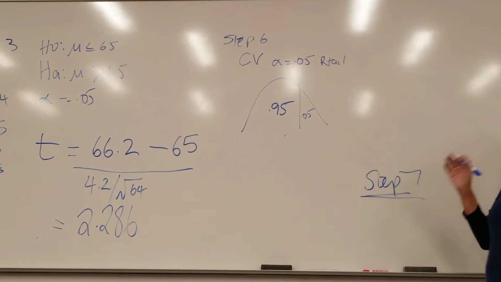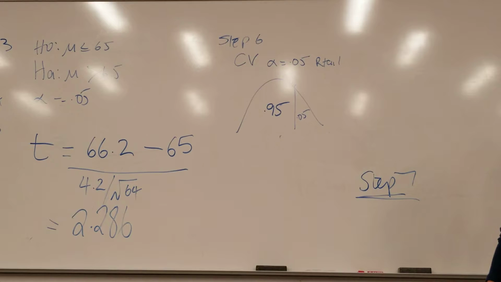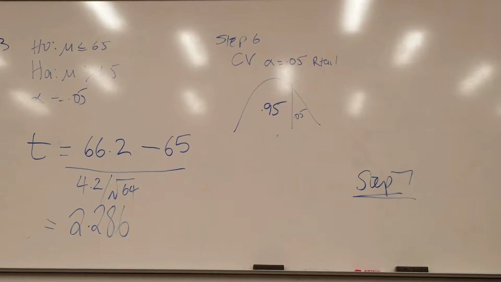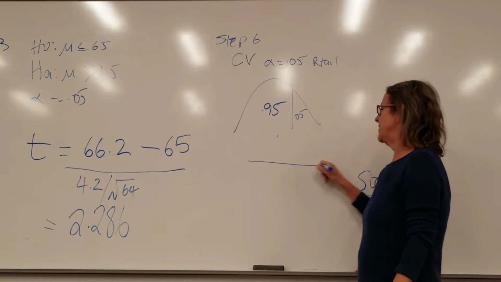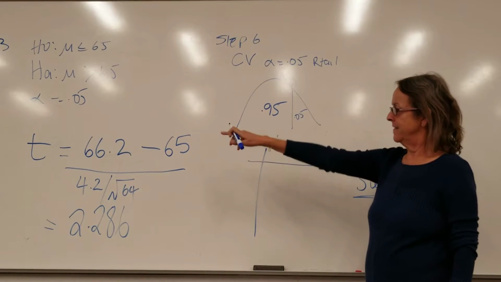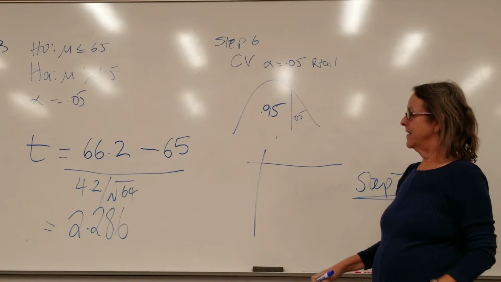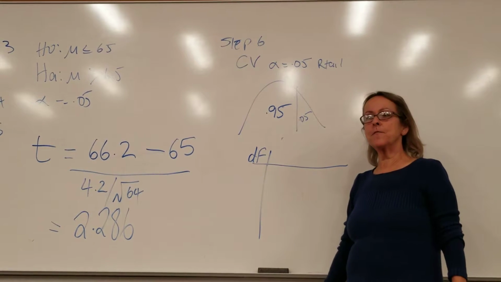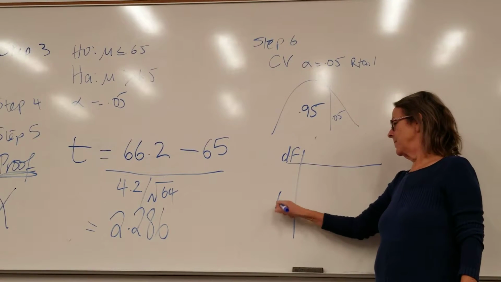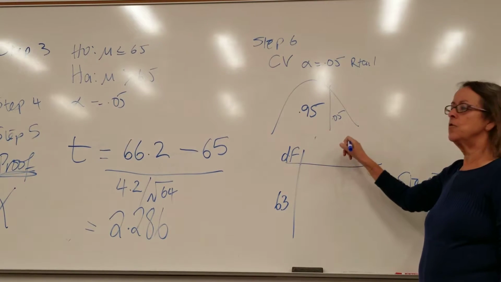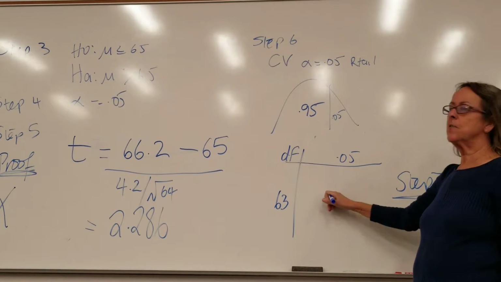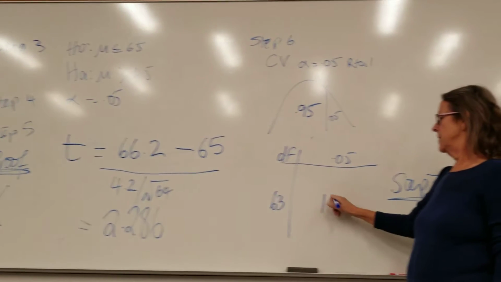Yes, it's a t-score. Oh, goodness. It's a t-score. Look. So you do what? How many degrees of freedom? 63. What is the area to the right? And this gives you a t-score of? 1.669.